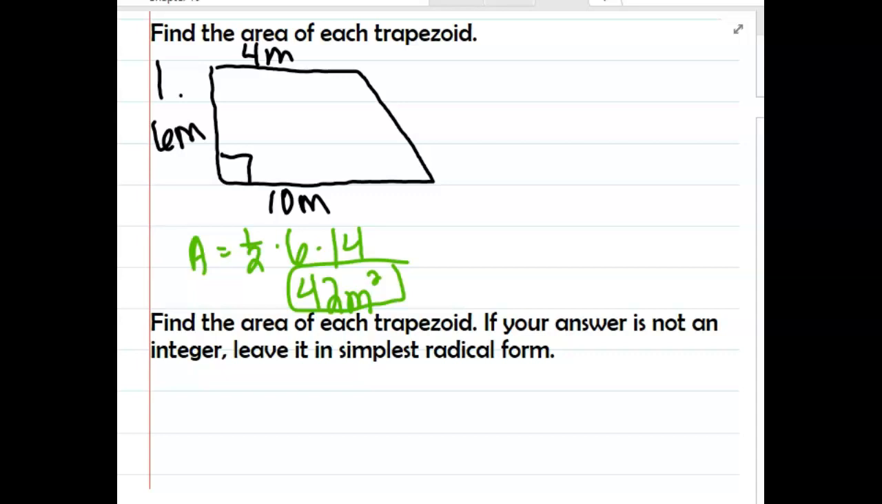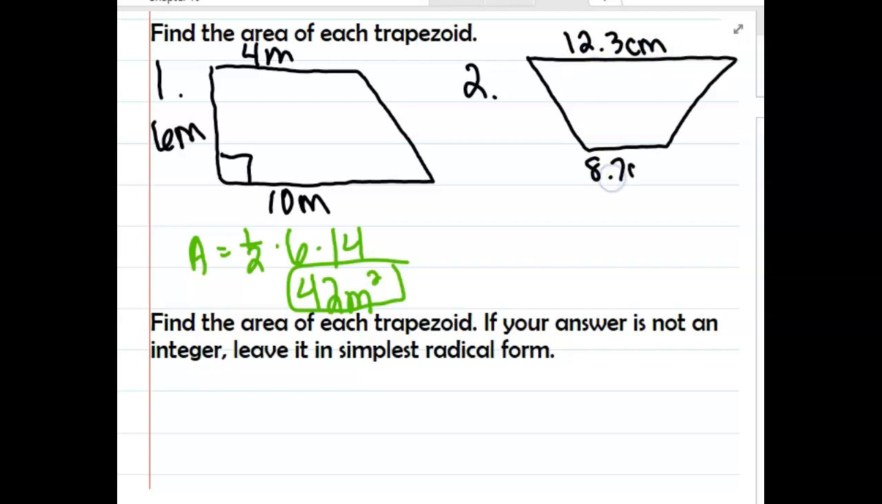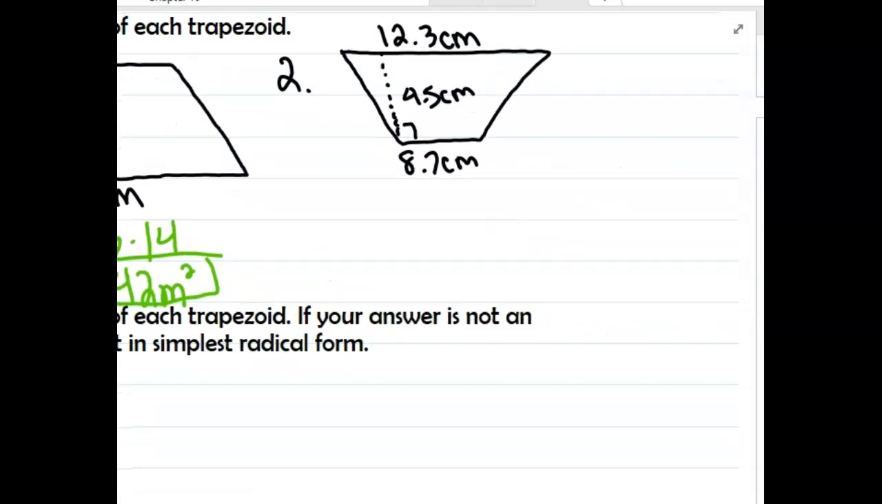Okay, let's try another one of those. Let's say we've got a trapezoid that looks like this. Kind of upside down-ish. I don't know why I think that, but that's what I think. Okay, so let's say the top is 12.3 centimeters. The bottom is 8.7 centimeters. And then that distance there is going to be 4.5 centimeters.